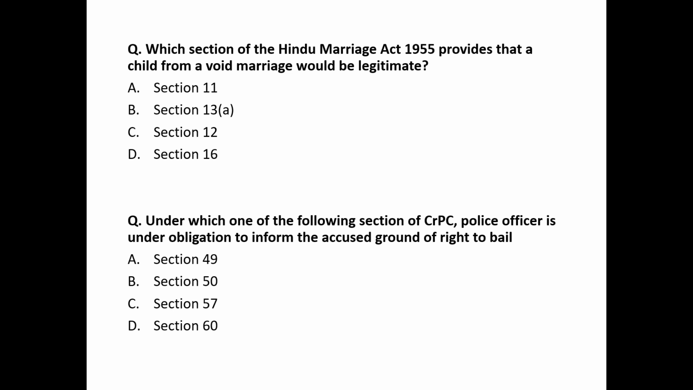Next question. Which section of Hindu Marriage Act 1955 provides that a child from a void marriage would be legitimate? It's option D, Section 16. Next question. Under which one of the following sections of CrPC is a police officer under obligation to inform the accused of the grounds of right to bail? It's option B, Section 50.